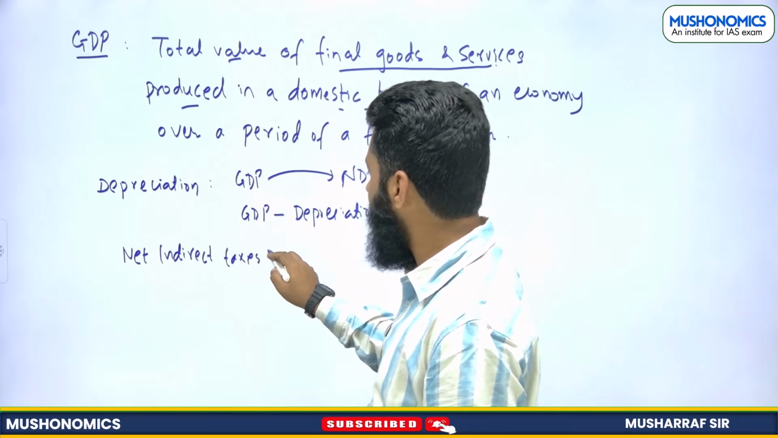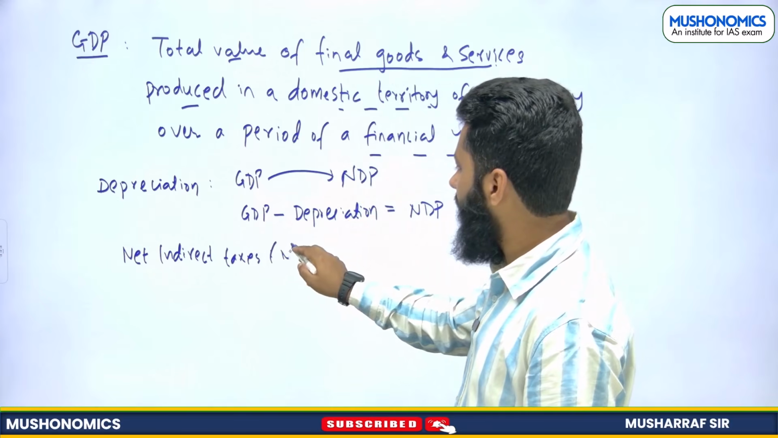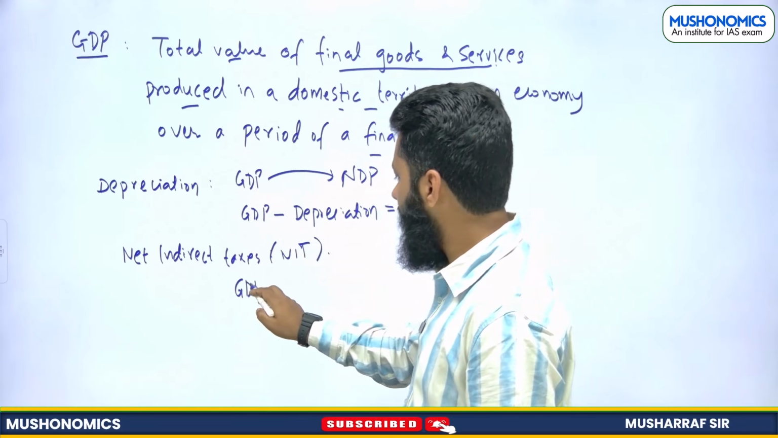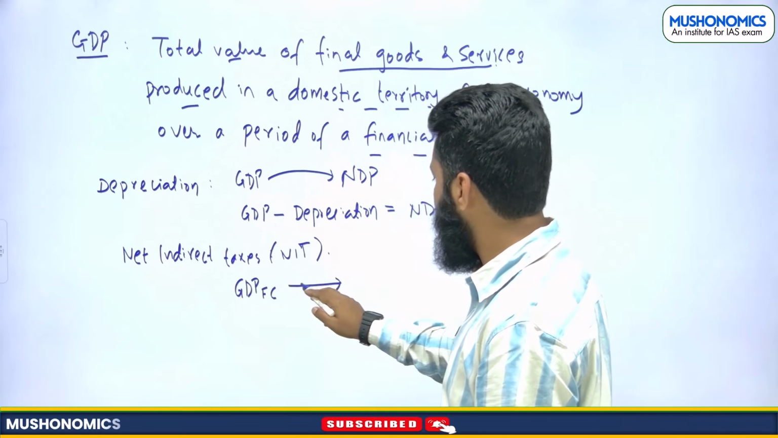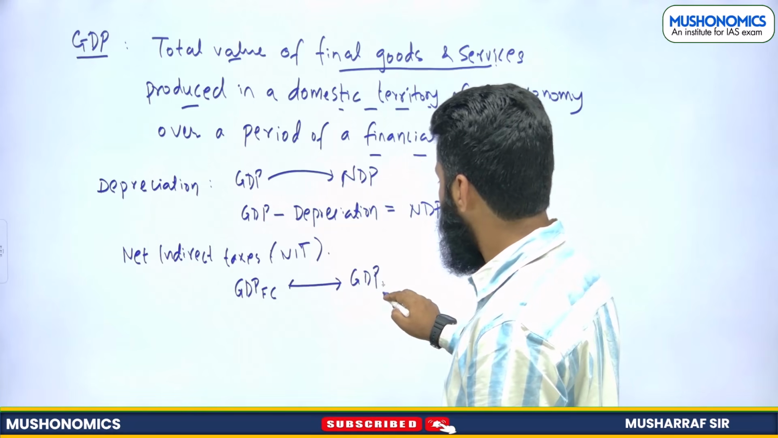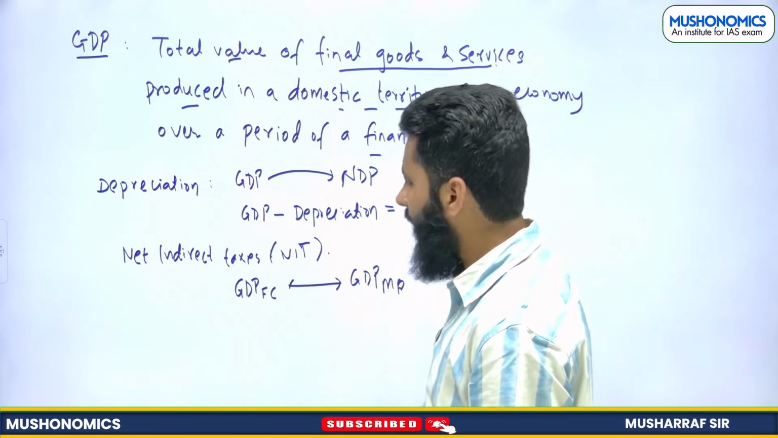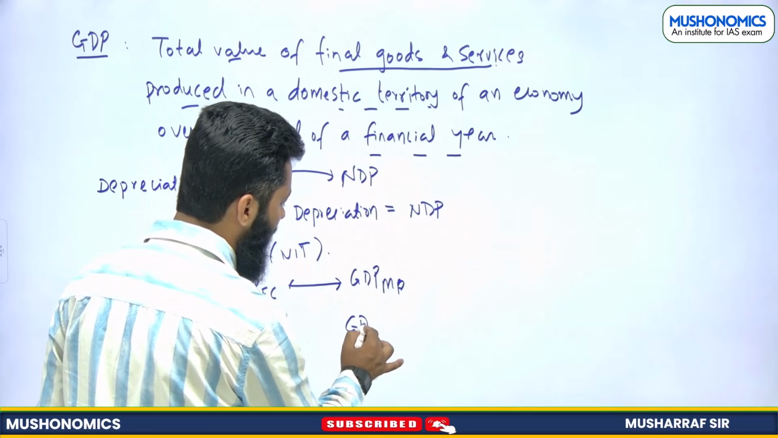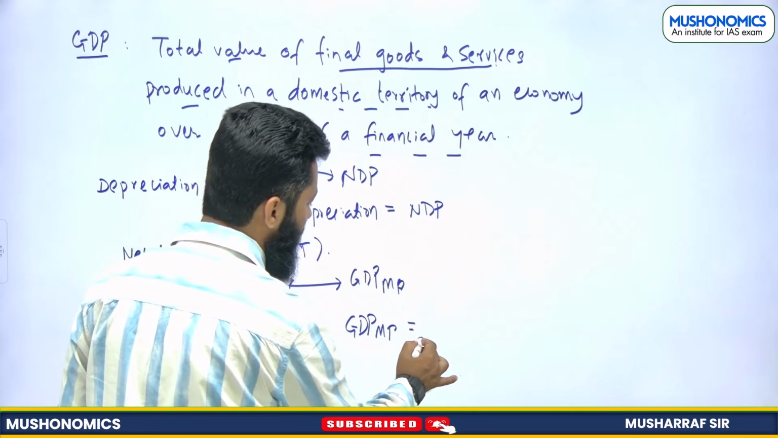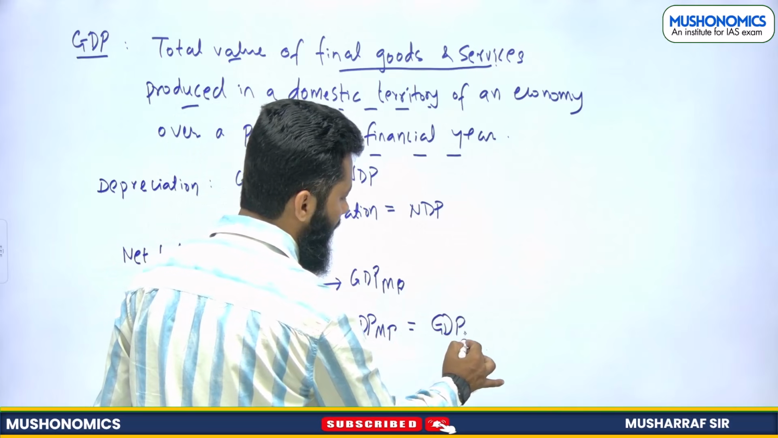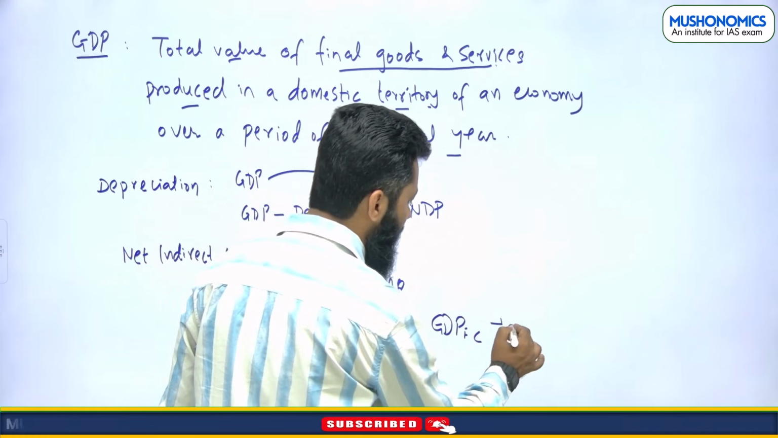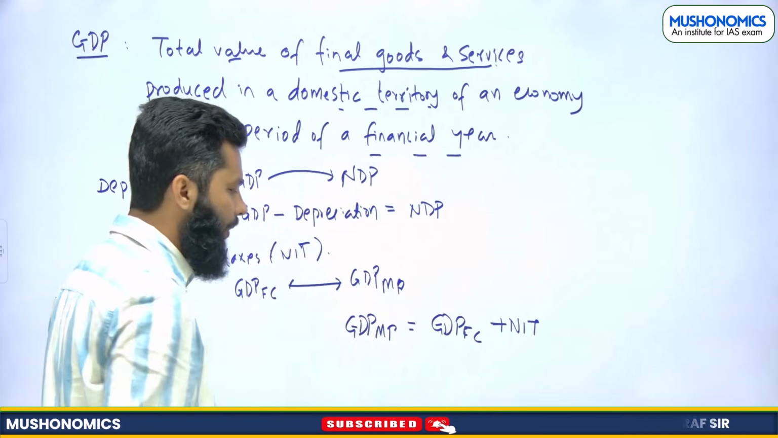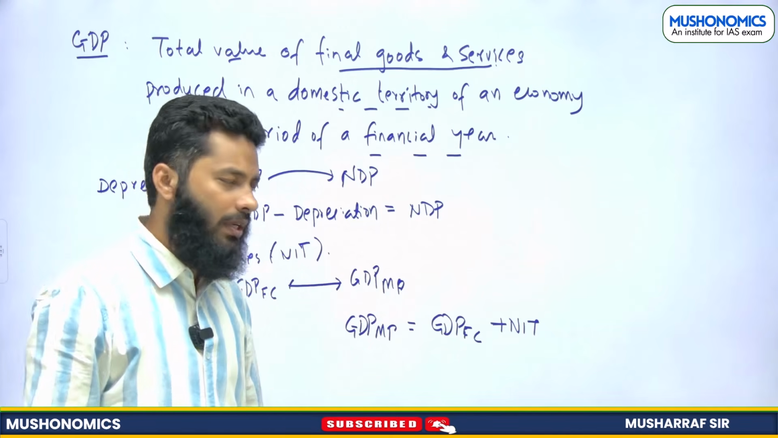What do we mean by net indirect taxes? We have discussed that we can have GDP at factor cost and we can have GDP at market price. For example, if we want GDP at market price and we have GDP at factor cost, then we can add net indirect taxes to it, and we will get GDP at market price. This is what we discussed in the last class.